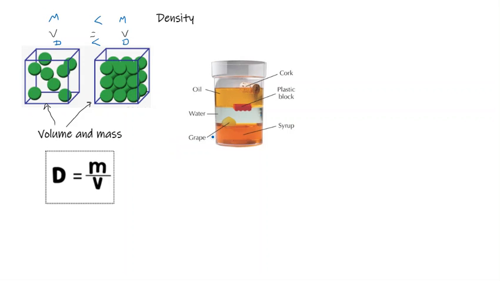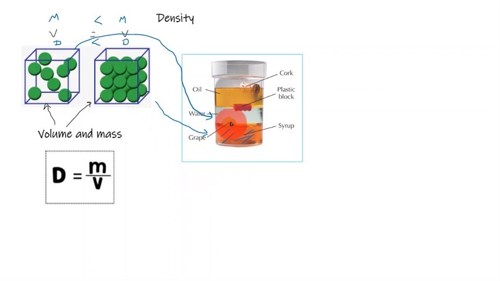If we were to look at the syrup here, the syrup is much more dense, or tightly packed, than, for example, the water. If we look at these two objects here, we can say that the grape juice is more dense, it's more tightly packed than the volume of water. The volume of water would be like this, the syrup would be like this, so therefore it's more dense.